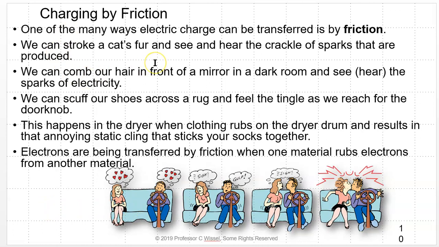Okay, now one of the many ways that electric charge can be transferred is by friction. And we've experienced this, especially in wintertime when the air gets dry. We can stroke a cat's fur and we can see and hear the crackle sparks that are produced. We can comb our hair in front of a mirror in a dark room and see and hear the sparks of electricity. We can scuff our shoes across the rug and feel the tingles as we reach for the doorknob. This happens in the dryer when clothing rubs on the dryer drum and results in that annoying static cling that sticks your socks together.